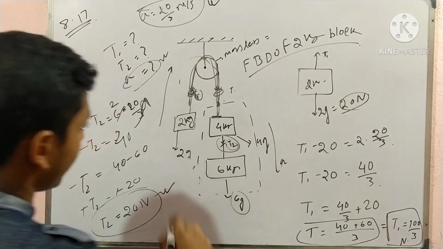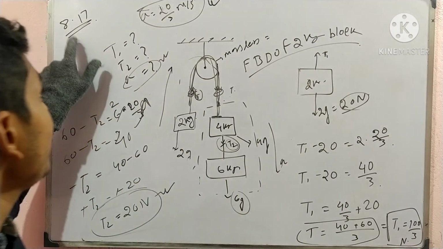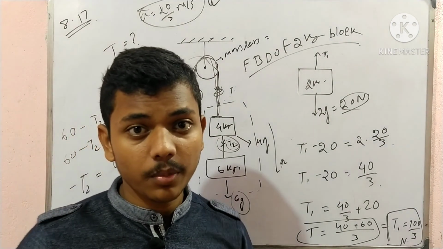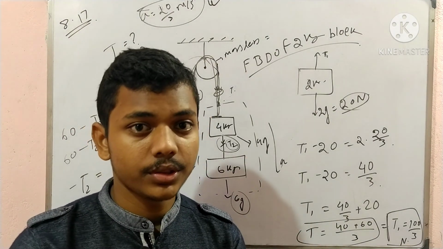Is it clear to all? That is a simple example of 8.17 from our mechanics book. The writer is DC Pandey.